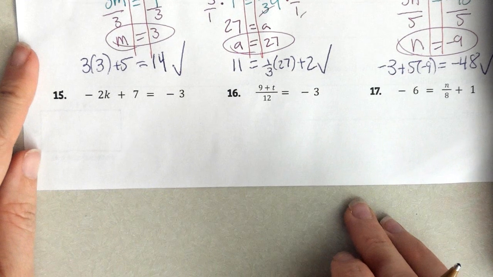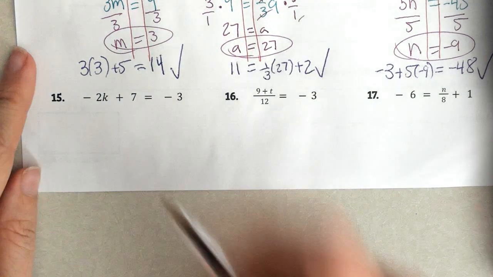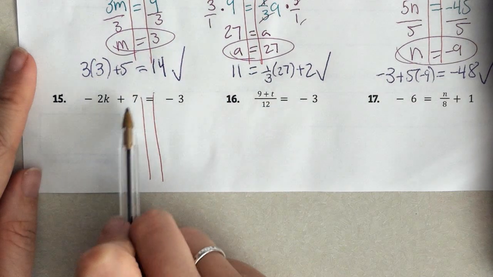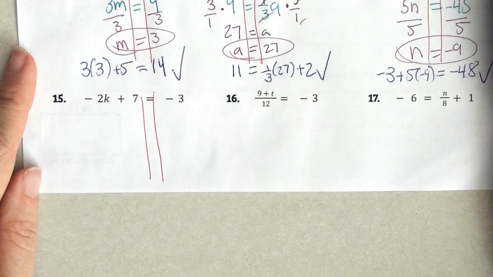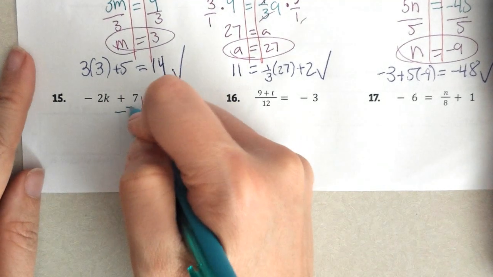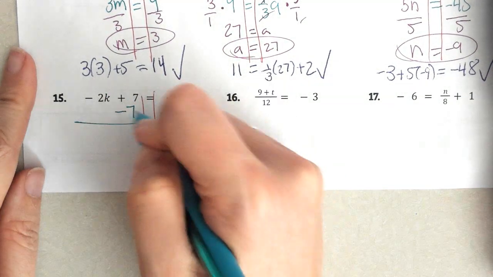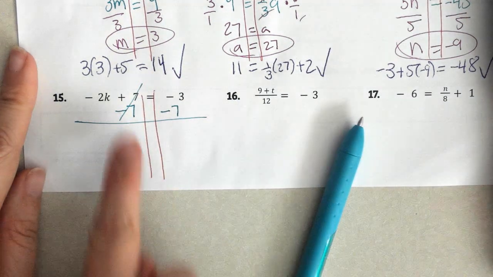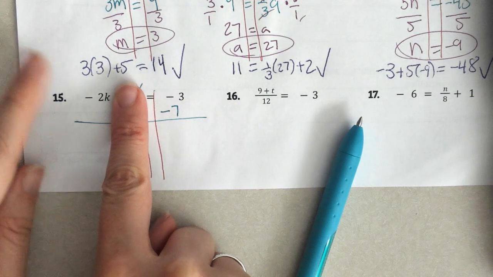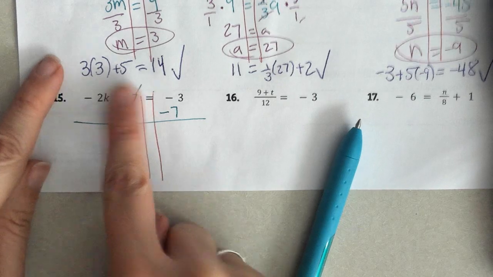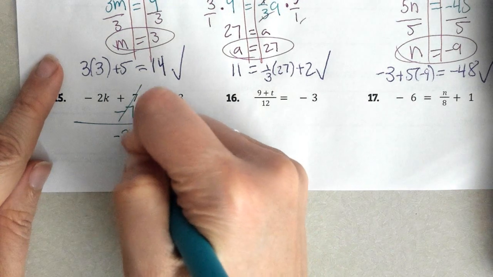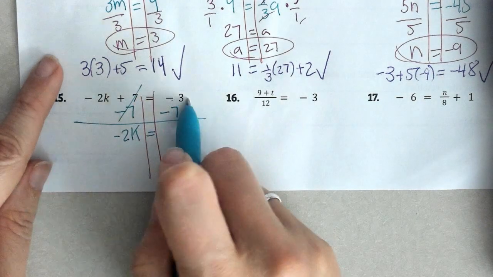Continuing on, number 15. On number 15, first thing I would do is look at that constant. The opposite is to subtract on both sides. Notice again, I cover that up, and what I bring down is a negative 2k. Do not forget about that negative there. Negative 3 minus 7 is negative 10.